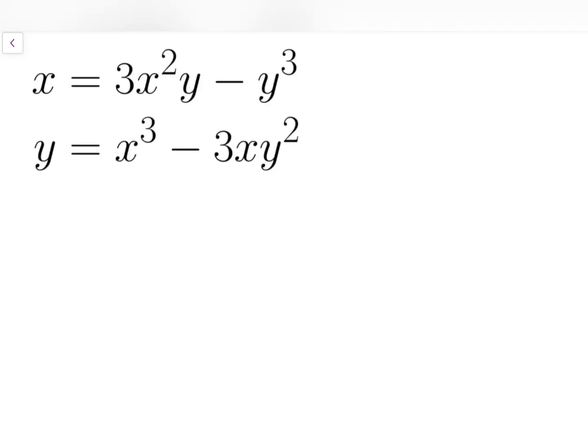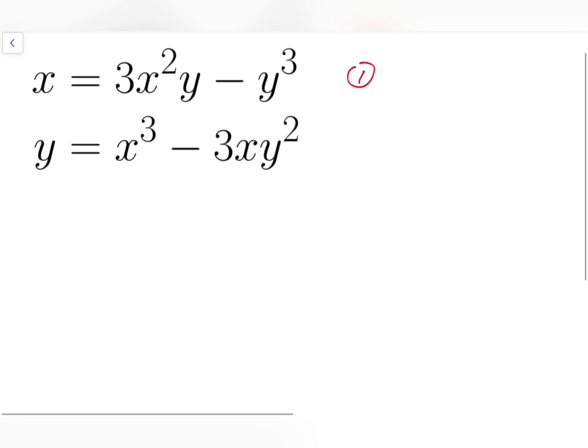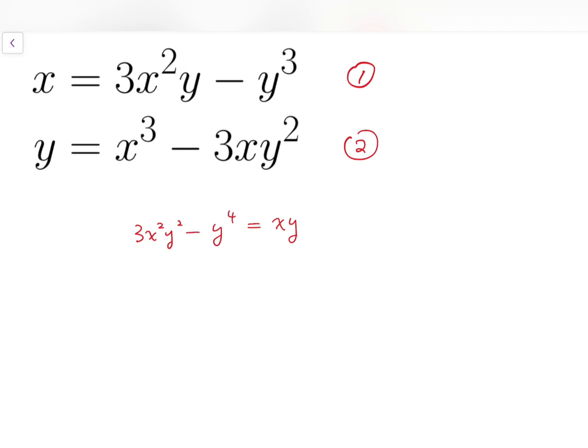The first method that came to my mind was to multiply the first equation by y and the second equation by x so that xy is on one hand equal to 3x squared y squared minus y to the power 4, that's from the first equation, while on the other hand is equal to x to the power 4 minus 3x squared y squared. Then you can equate these two expressions, and so therefore we have x to the power 4 minus 6x squared y squared plus y to the power 4 equals 0.